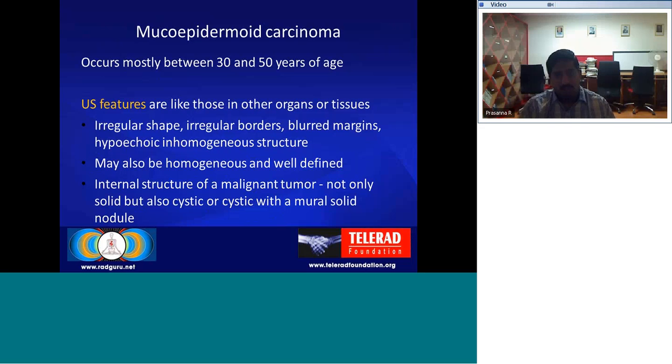Mucoepidermoid carcinoma occurs mostly between 30 and 50 years of age, and the ultrasound features are like those of any other malignant lesion in any other organ, namely irregular shape and borders, blurred margins, and a hypoechoic inhomogeneous structure. It may be homogeneous and well defined in a few patients, where it can be really confusing, and we may call it a benign lesion and later on it can turn out to be malignant. There are a few instances where this has been reported, and the internal structure of the malignant tumor may be solid, cystic, or there can be a mural nodule.